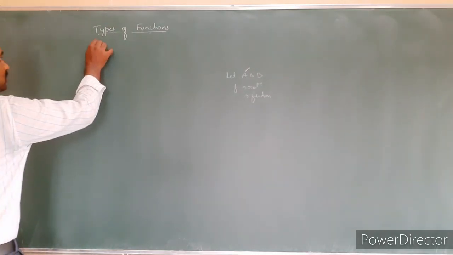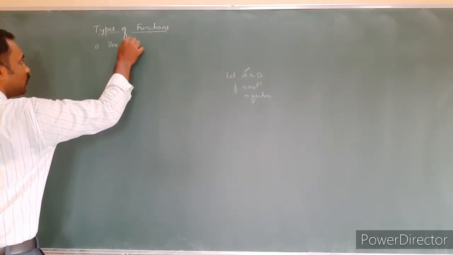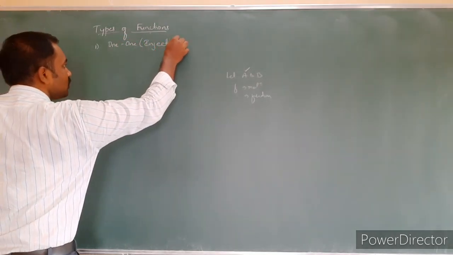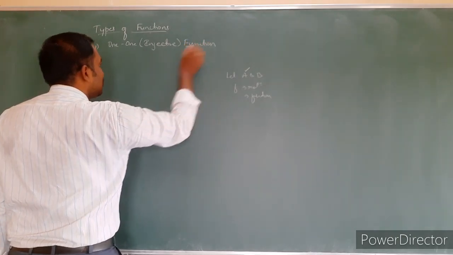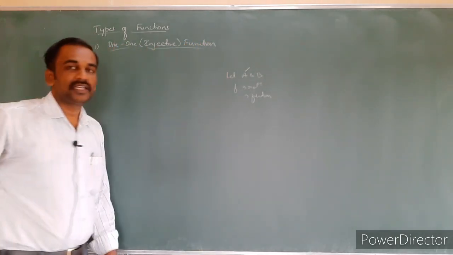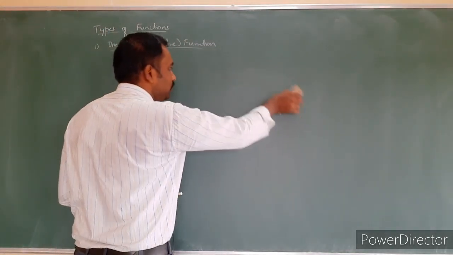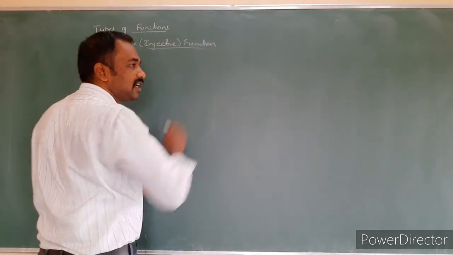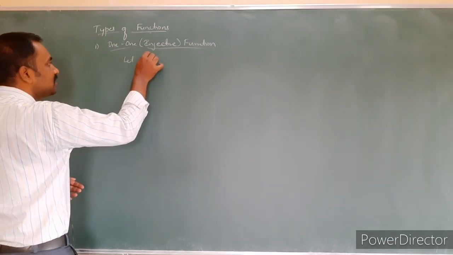Now, next is the types of functions. The first one is the one-one function, or injective function. What is a one-one function, or injective function? The word itself tells us that one element has one image. Let us go through the same thing again.